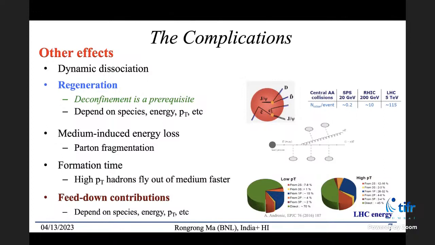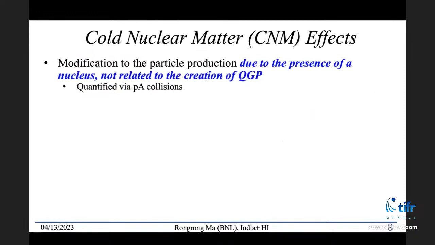With all of this, I know it already sounds quite complicated, but what makes things even worse is that we also have the so-called cold nuclear matter effects. The idea, as I mentioned earlier, is that the signal we're looking for is a modification to the quarkonium yields or production rates.